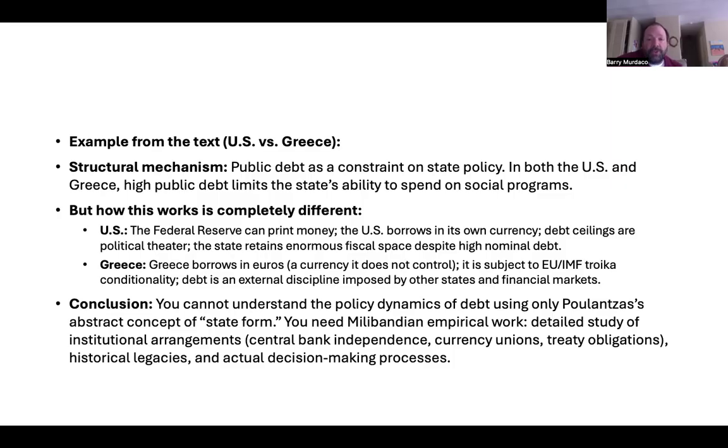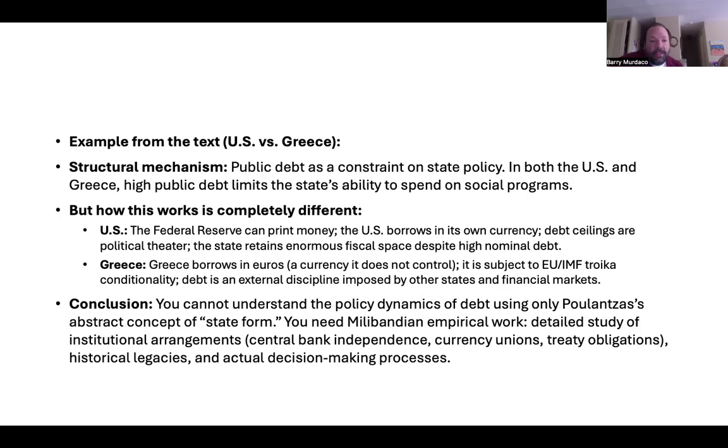In the U.S., the Federal Reserve can print money. The U.S. borrows in its own currency. Debt ceilings are political theater, about how much the debt level can be raised. The state retains enormous fiscal space despite high nominal debt. In Greece, however, Greece borrows in euros, a currency it does not control.